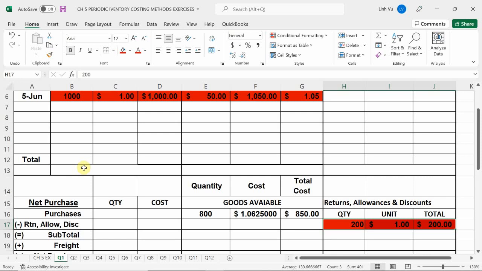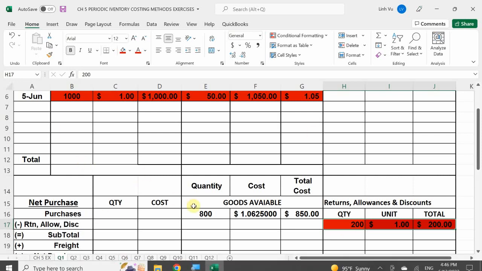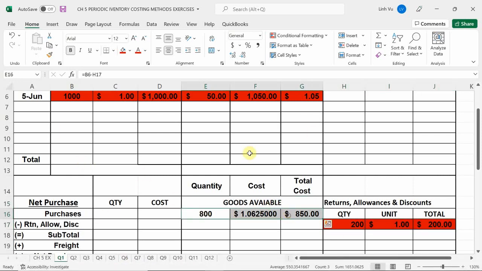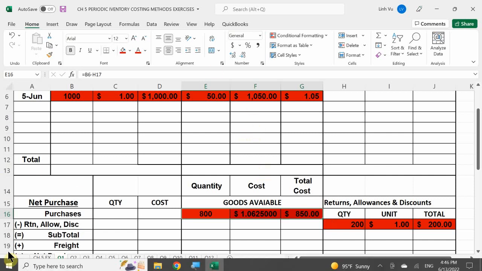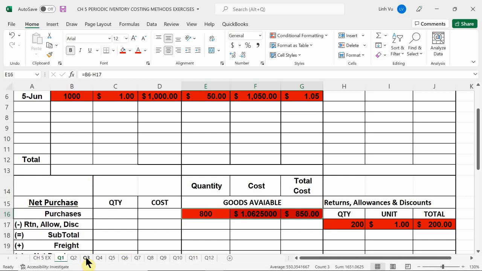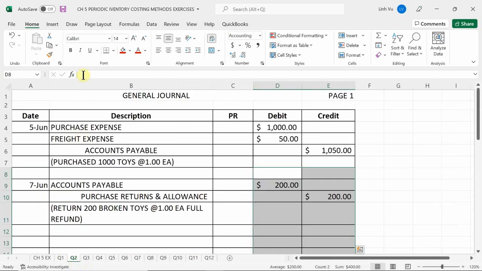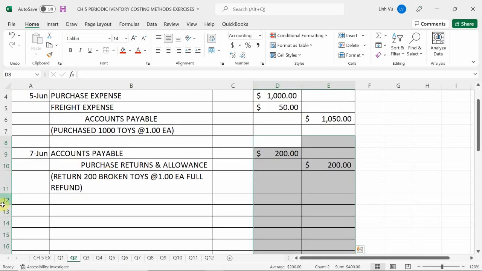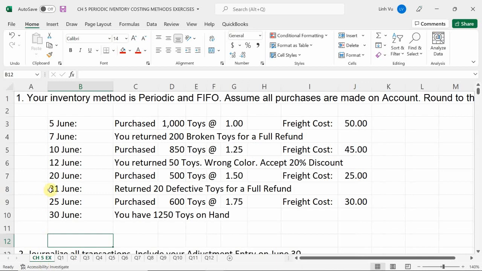I just returned 200, so therefore my red batch of inventory is now no longer 1,000. It is at 800 units at $850. Okay. So now that I journalized my purchase and my returns, let's continue on with the next part of the question.